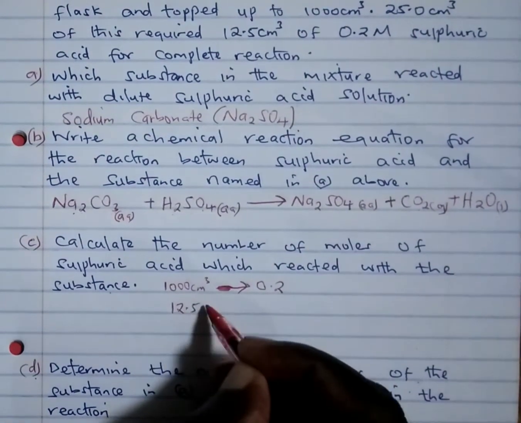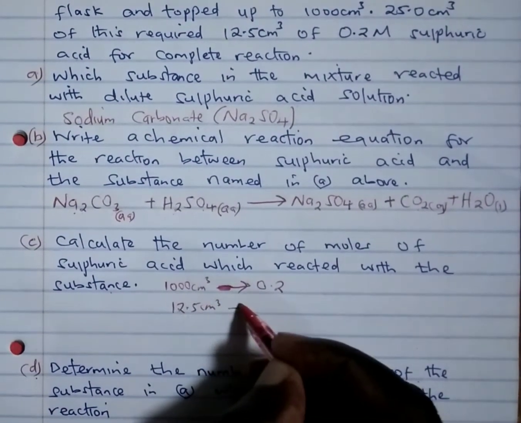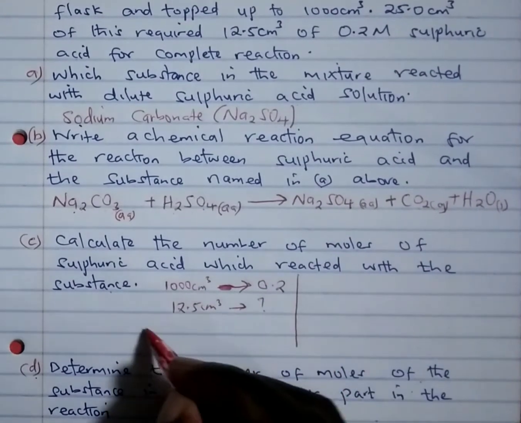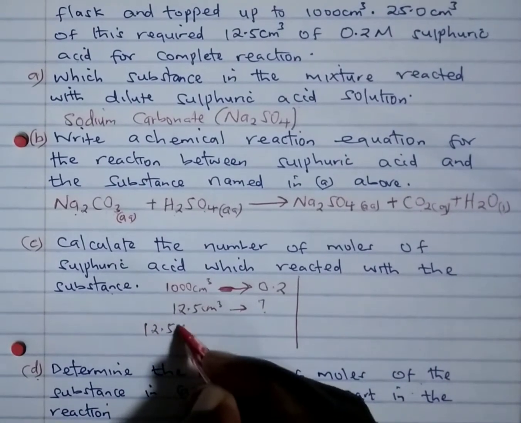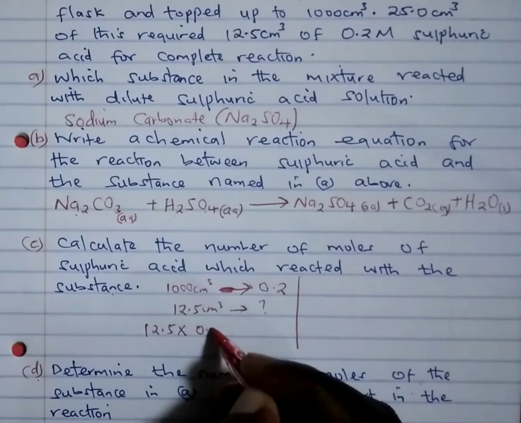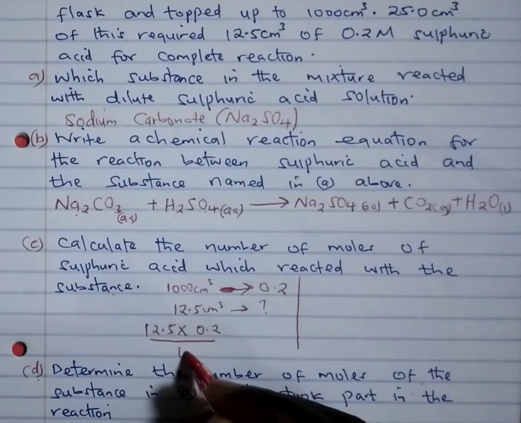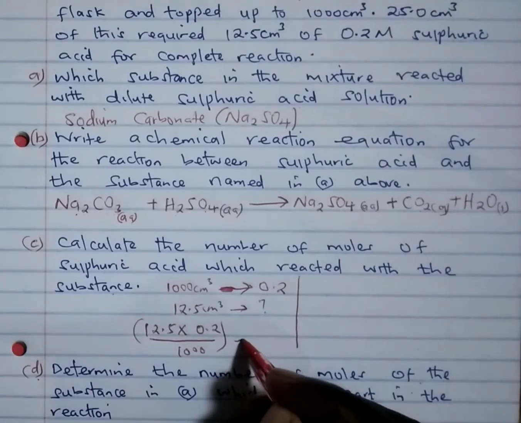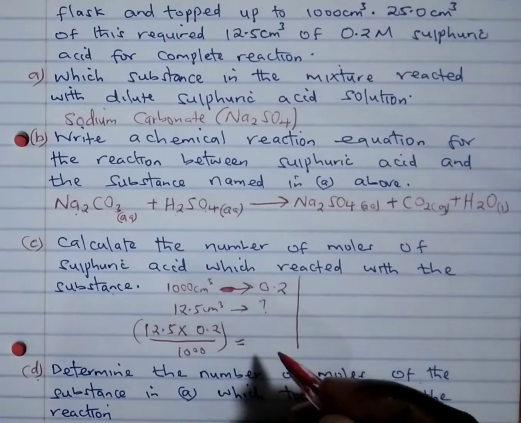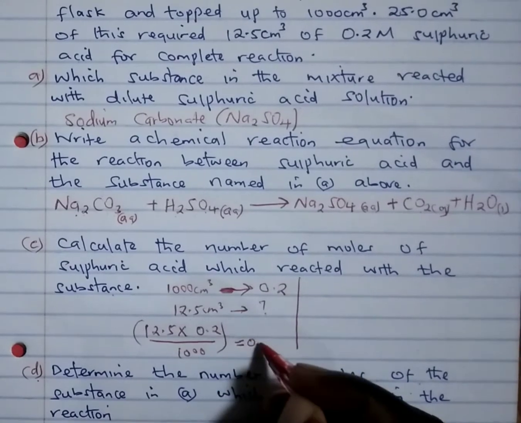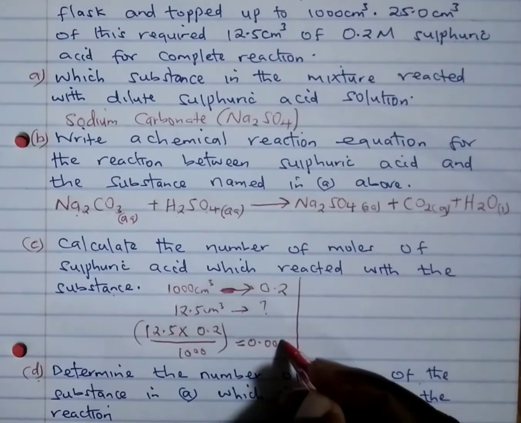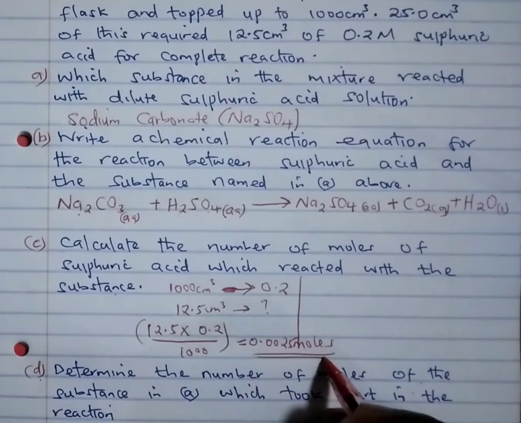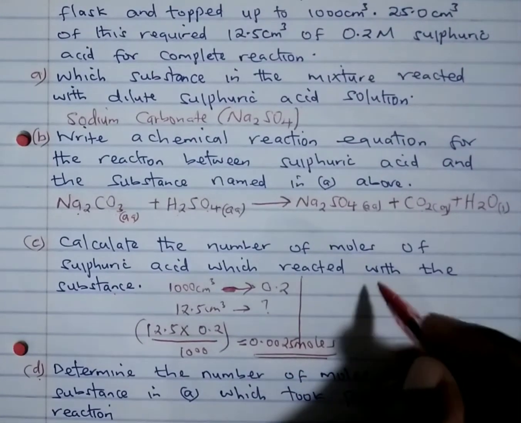But what about in the volume that we used of 12.5 cm³? So 12.5 cm³ will be equal to what? If you cross multiply, we are going to have 12.5 multiplied by 0.2, divided by 1000. And this one is going to give us 0.0025 moles.